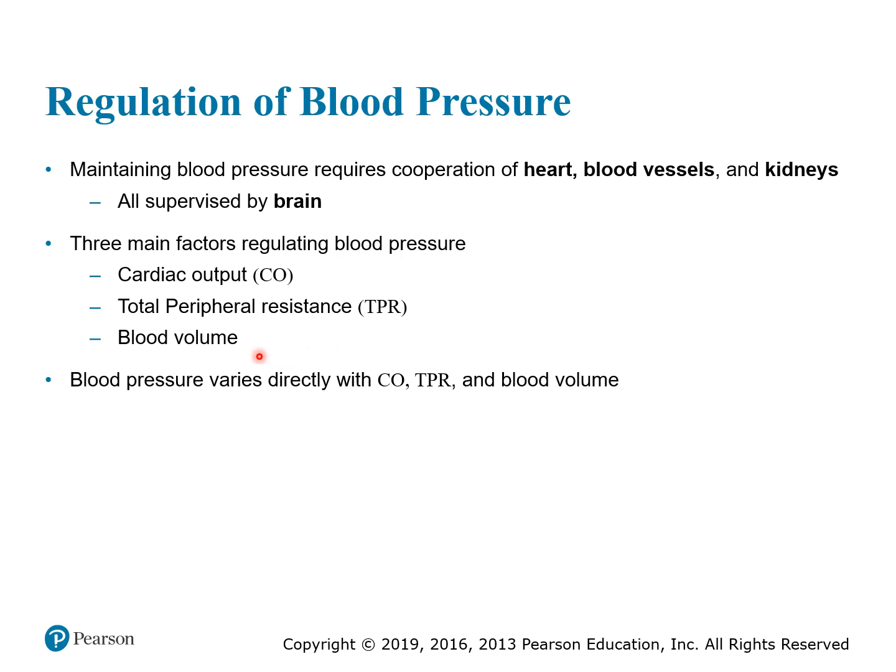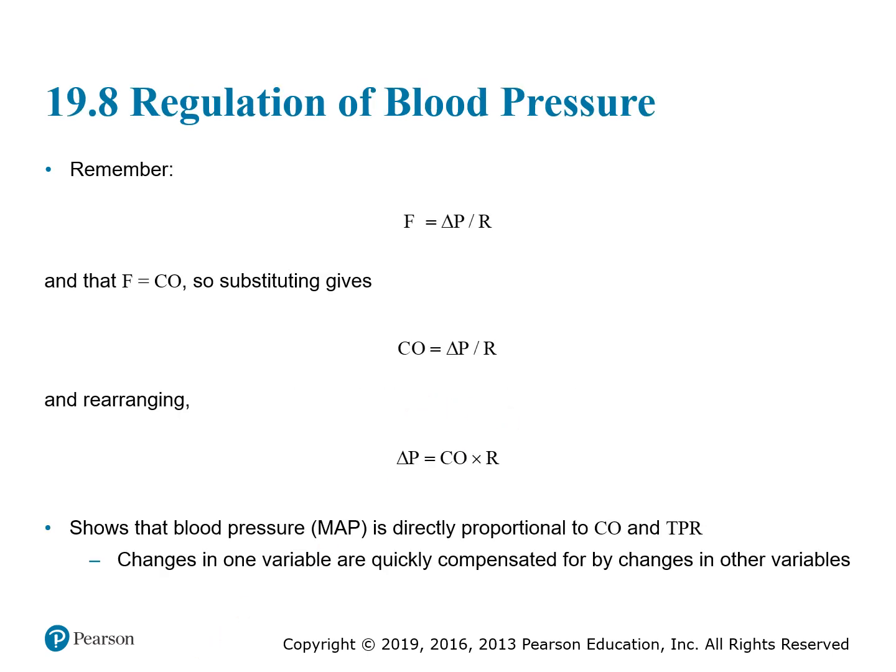And then the third factor is the blood volume. So these three are the factors which regulate the blood pressure. Blood pressure varies directly with cardiac output, total peripheral resistance, and blood volume. Now see, in the previous slides we said that blood flow is equal to the pressure difference over the resistance.